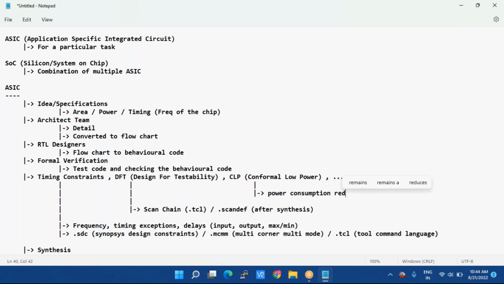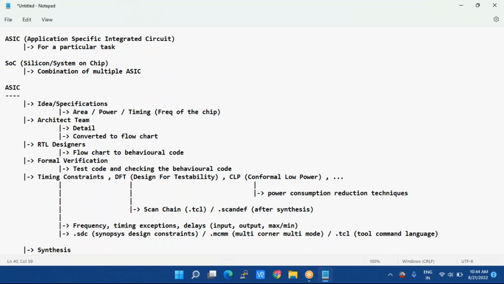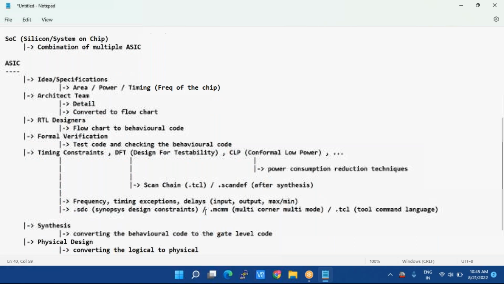Power consumption reduction techniques will be passed through this particular CLP team. Different teams will be working to give you the required inputs. There will be different teams, so from that you will get all the required information, and you will be converting all of it into your physical format. Is it clear for everyone so far?